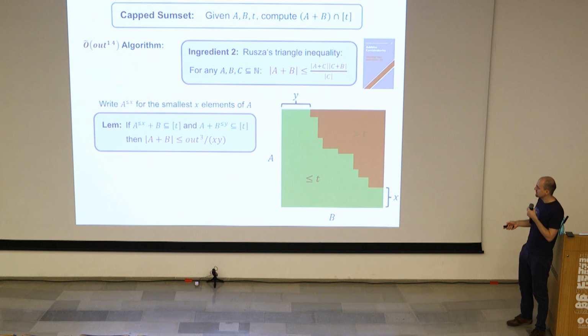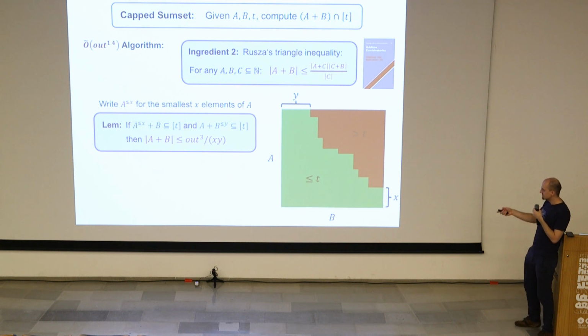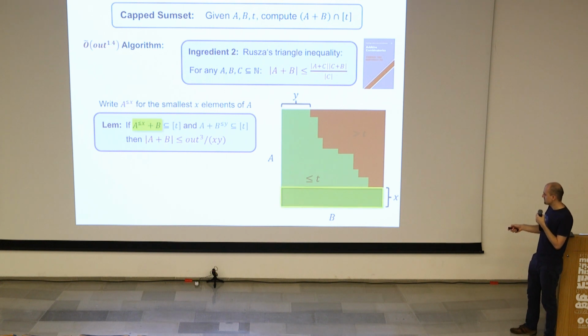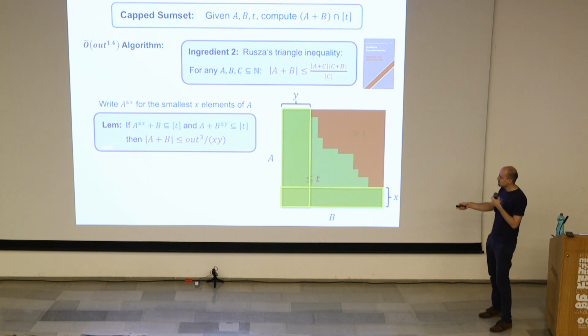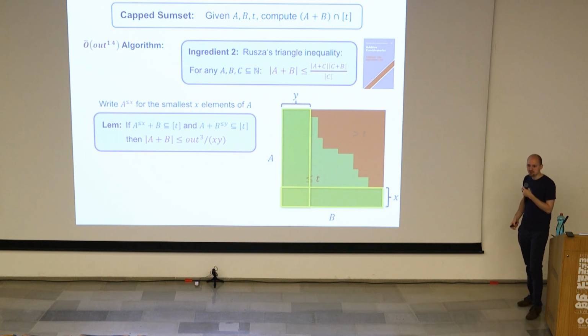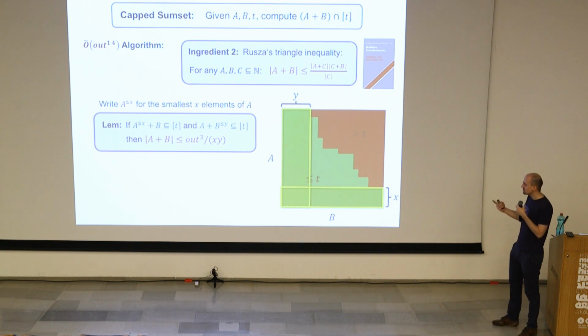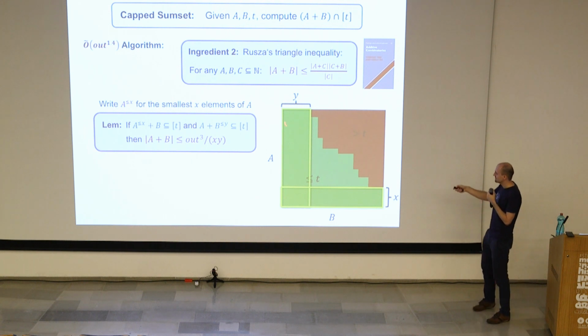So we use it in this way here. A simple application of this shows this lemma here. So what does it say? This sum set here is the smallest x elements of A and all of B, and if all of them are green, and this here is the whole A and the smallest y elements of B. If all of them are green, then we can bound the total sum set A plus B in terms of the output size and this x and this y.